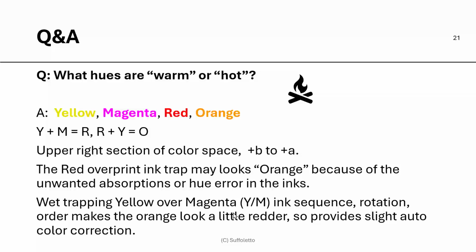Now the red overprint ink trap may look orange because of the unwanted absorptions or hue errors in the inks. Wet trapping yellow over magenta, Y over M, in the ink sequence, rotation, or order makes the orange look a little redder, so it provides some slight automatic color correction.